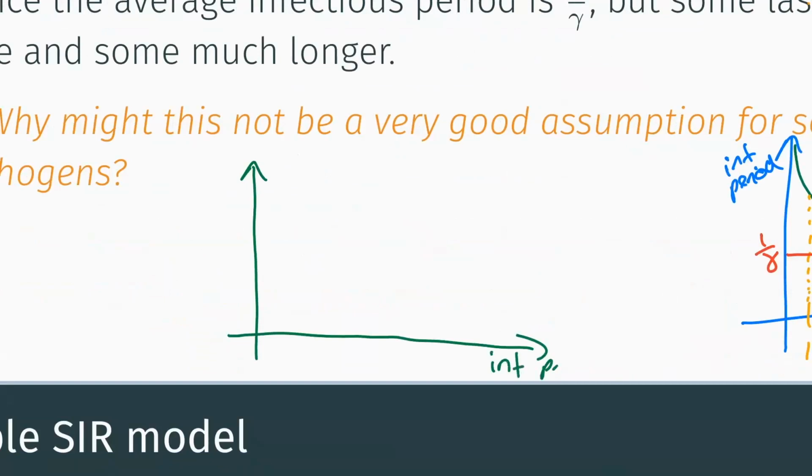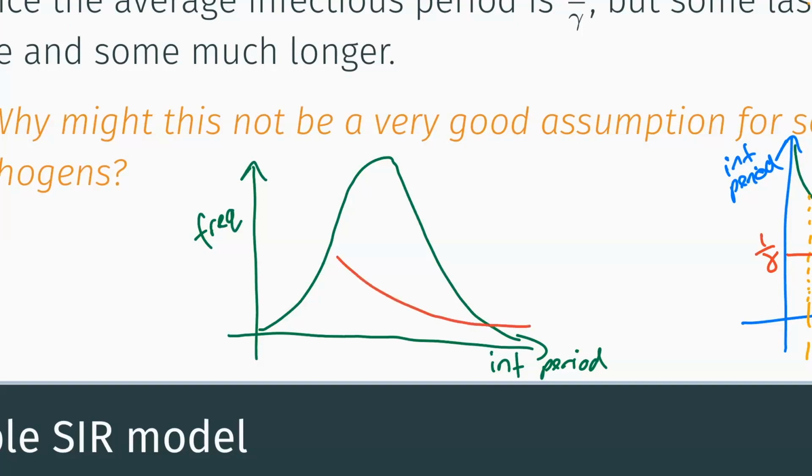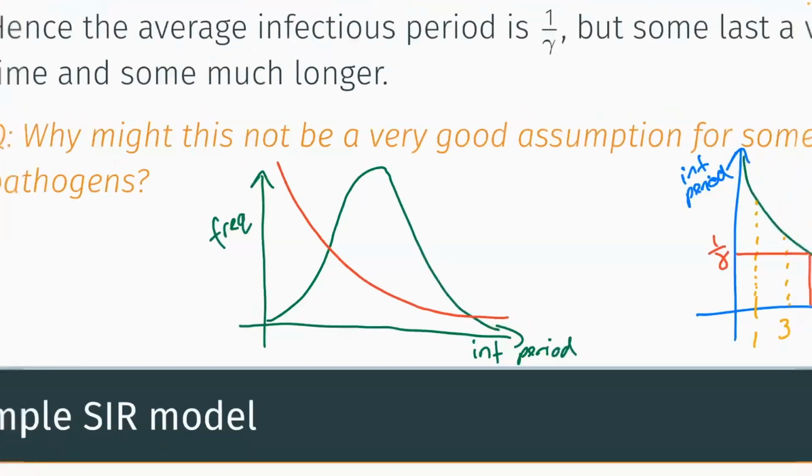But if we had our infectious period on this axis here, and the frequency. I probably should have sketched the other one this way around as well. You'd maybe expect something a bit more like this that's normally distributed, right? That there's an average infectious period here. Most people have this, and then there's a bit below and a bit above. You wouldn't expect this to be exponentially distributed and looking something like this, which is what we have. So that's quite a strong assumption.